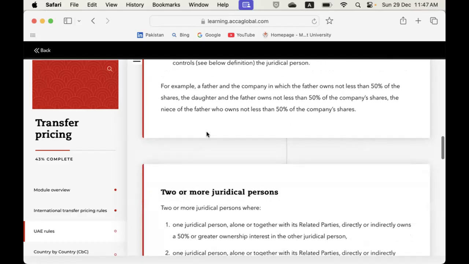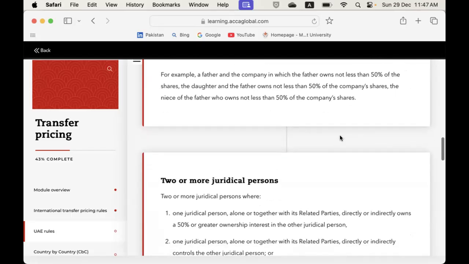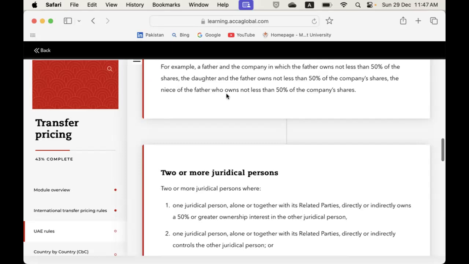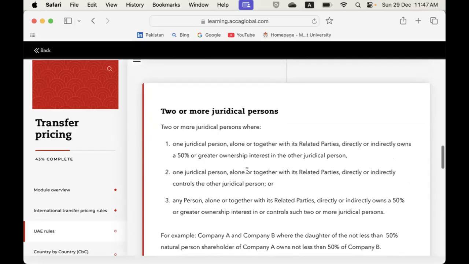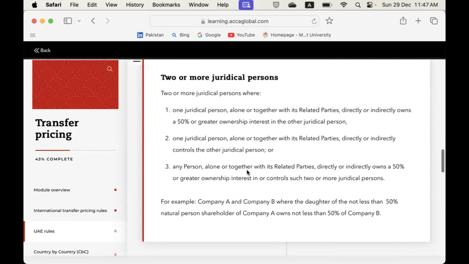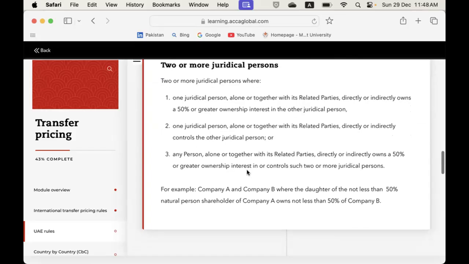For example, a father and a company in which the father owns not less than 50% of the shares, the daughter and the father own not less than 50% of the shares, the niece of the father who owns not less than 50%. So various examples can be there. That was an example of a natural person and a legal person. Now we're coming to the third category. Two categories we discussed: two natural persons, and second, one natural and one legal person. Third, two legal persons. Both are companies in this scenario.